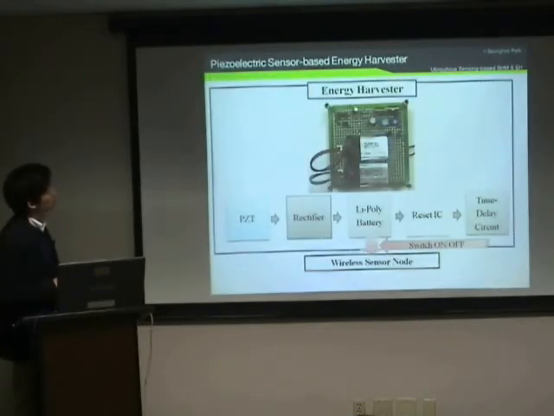This is the energy harvester module for the piezoelectric energy harvester. As you can see here, oops, sorry.